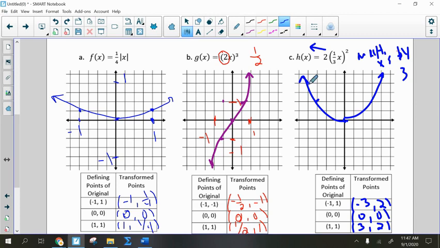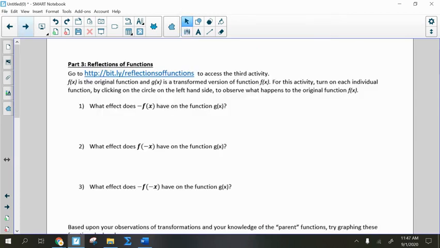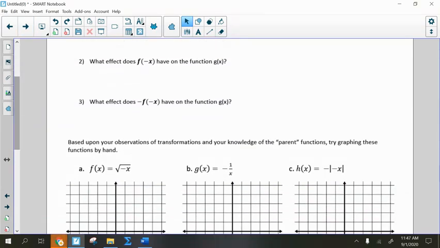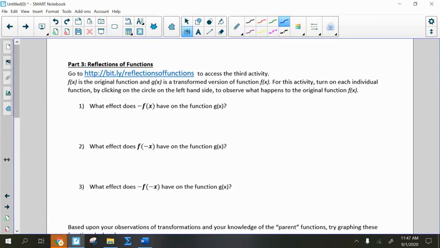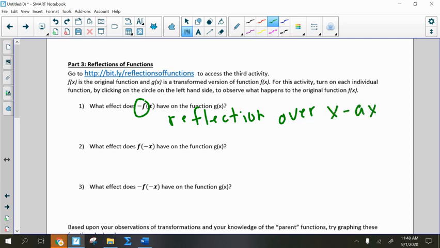And there you are. Okay, last thing we're going to talk about, I'm not going to show you this because I think you guys know this one, and I know this video is going a little longer than I wanted it to. So this is just about reflections. I hope that you understand that when you have a negative out front of the function, the negative here will be a reflection over, so it's changing all of the y's, so it's a reflection over the x-axis.